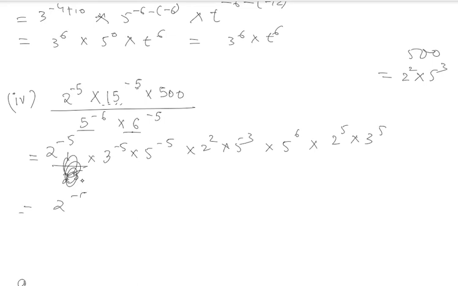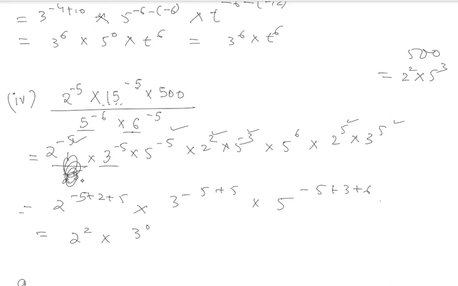So 2 minus 5, 2 plus 5. So that becomes plus 2 plus 5. 3 to the power of minus 5 plus 5, right? Into 5 to the power minus 5 plus 3 plus 6. So this becomes 2 square into 3 to the power 0 into 5 to the power of, this is 9 minus 5 is 4. So that is 4 into 625, which is equal to 2500.